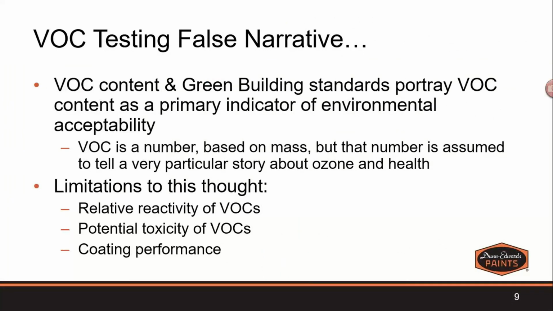So we have these standards and we have these testing methods which give us a number to follow and to keep in mind. And we have the green building standards that further require this particular number. But this number creates a false narrative. When we have a number, say 50, we're thinking that 50 grams per liter of VOCs is worse than 30 grams per liter, which is worse than 0 grams per liter. And all of these are at least better than 100 grams per liter or higher. But that isn't necessarily true.